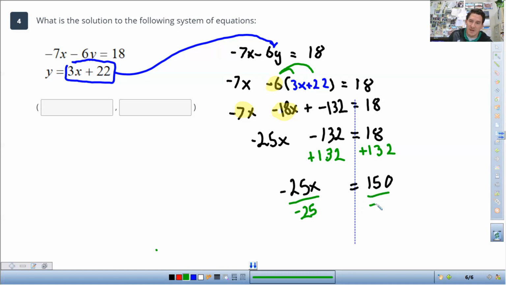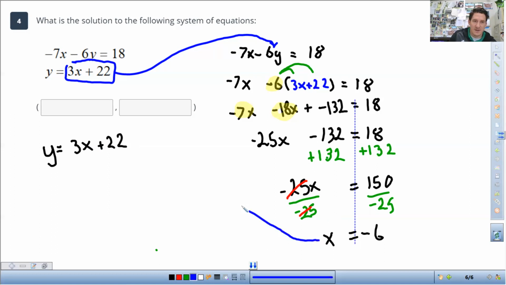Last step, divide by negative 25. Be careful with the negatives here. So negative 25 divided by negative 25, that's going to cancel out. x is equal to positive divided by negative is a negative, 150 divided by 25 is 6, so negative 6. Take the second equation, y is equal to 3x plus 22, and our x value that we found, this is going to go into x here.